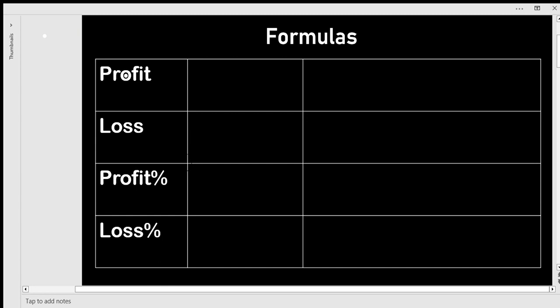Okay, welcome students for the last session of profit and loss, that is fourth session, part 4. Before we wind up this chapter with the numericals, let us do the recap of the formulas.